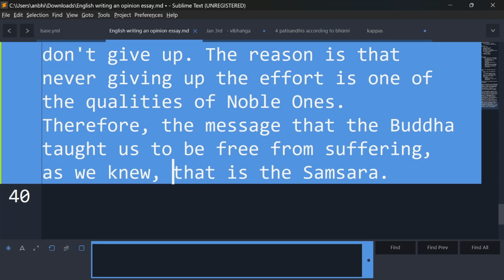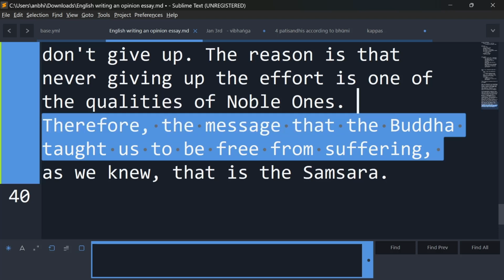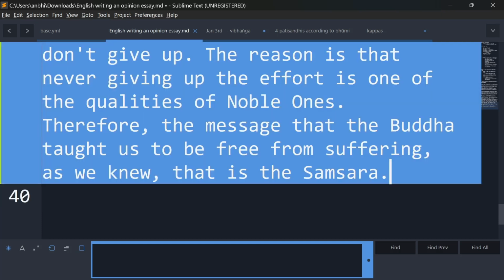Maybe we can... Yeah, sometimes you see, this we have to avoid. Yeah, I cannot make sense of the sentence. Therefore, the message that the Buddha taught us to be free from suffering, we cannot see. As we knew, I get lost. Until here, it's kind of okay. Understand? You understand? What is he saying?